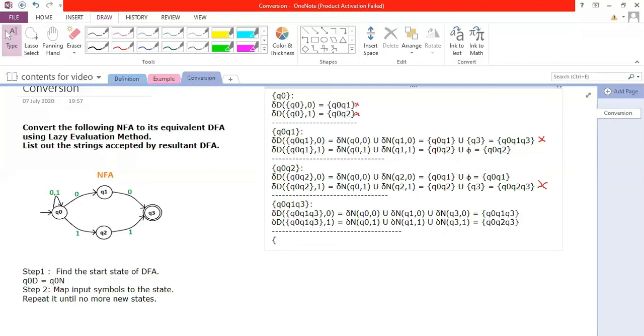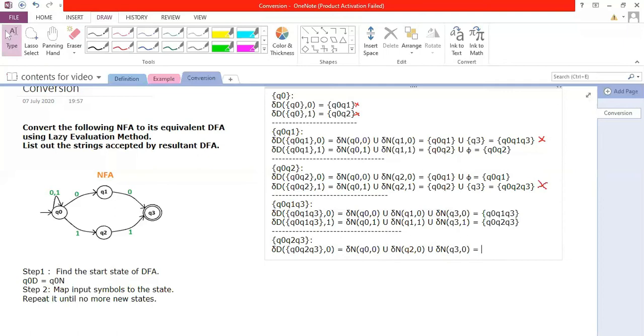Then it is the state q0, q2, q3. Then I just copy paste the same thing. It is easier than typing those symbols. So it is q0, q2, q3 with 0. So it is again q0 with 0, union q2 with 0, union q3 with 0.